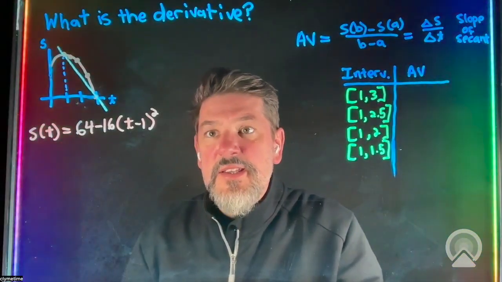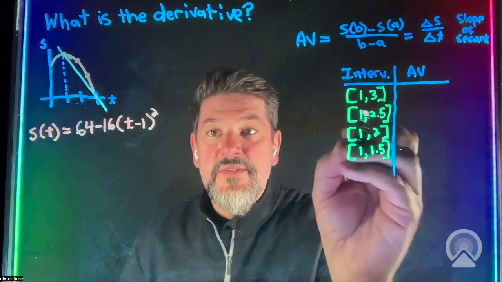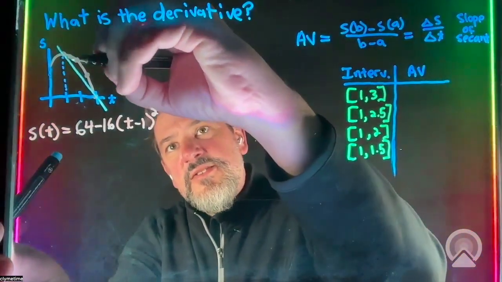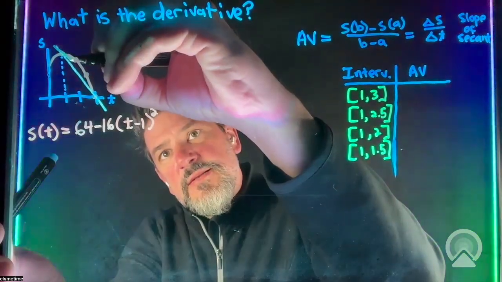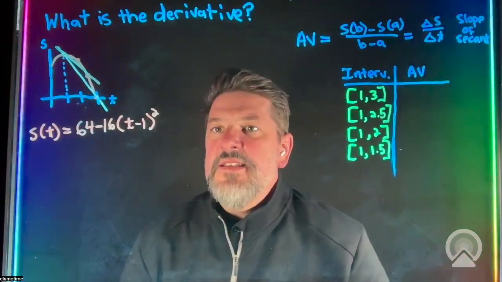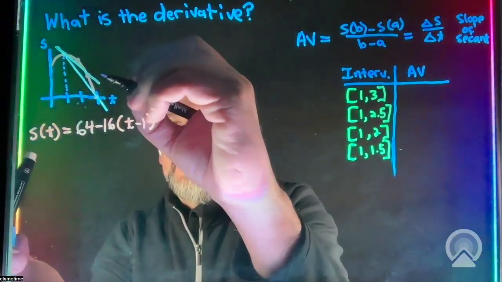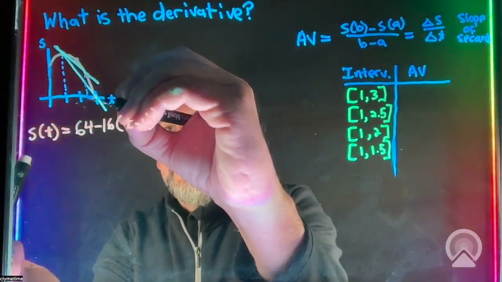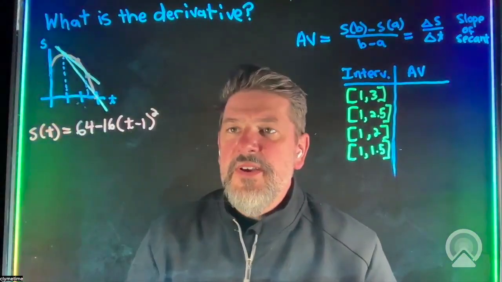All right, now I could do this again at 2.5 seconds. And if I draw another secant line at 2.5 seconds, not horrible. That would be the average velocity from t equals 1 to 2.5 seconds.